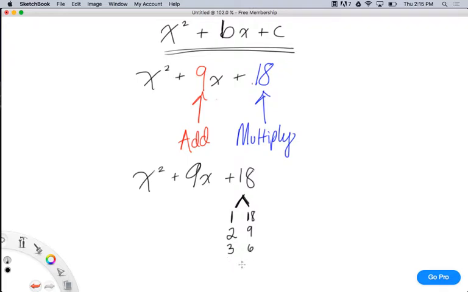What about 5? No. I know I can stop because the next number is 6, but I already have 6 there. That's why I do it this way. I go up gradually. Okay? So they have to add to get 9. So I know my factors are 3 and 6. And so this whole thing becomes x plus 3 times x plus 6.